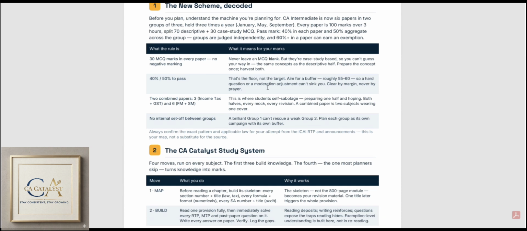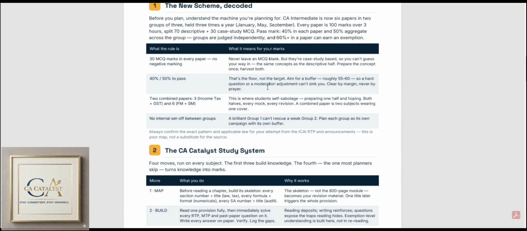Now the two combined papers, for example, income tax plus GST, and financial management plus strategic management, this is where students sabotage themselves by preparing one half and hoping for the other. You should not be doing that. Both halves are important. You have to attend mock test papers, and every revision that you do should be combined for each of these. You should not target only income tax, only GST. Combine the papers in two subjects, treating them as one cover, and that is what will help you clear.